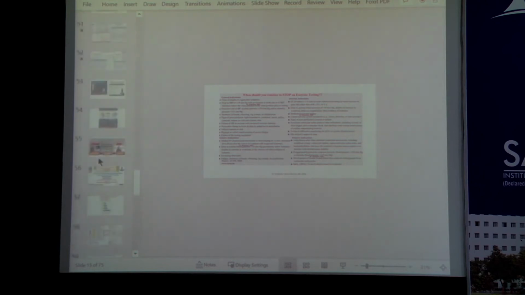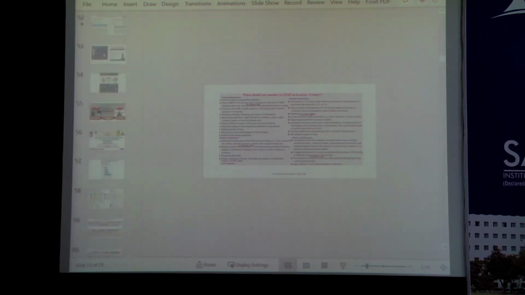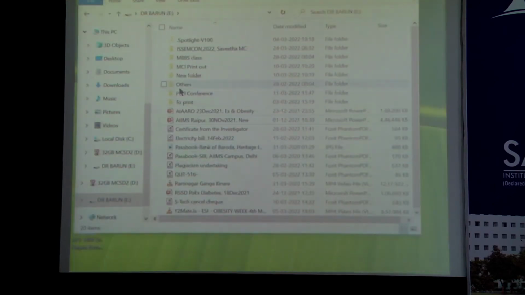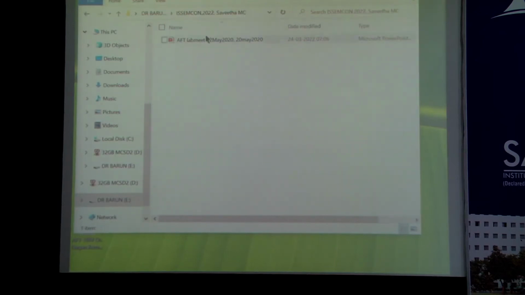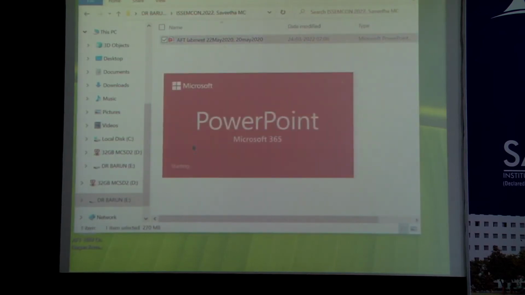Let me check. It's not there. Okay, no problem. Okay, I'm doing the wrong one. Actually, I have not met the slide, that's why that is the problem.